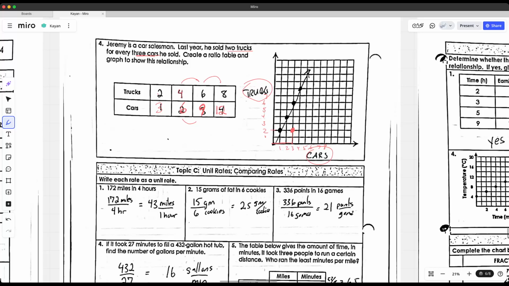Four cars, 6 trucks. Wait, no. 6 cars, 4 trucks. 9 cars, 6 trucks. 1, 2, 3, 4, 5, 6. 12 cars, 8 trucks. I guess we didn't use the point 0, 0. I mean, it's on our graph, but we could have put that in our table also.